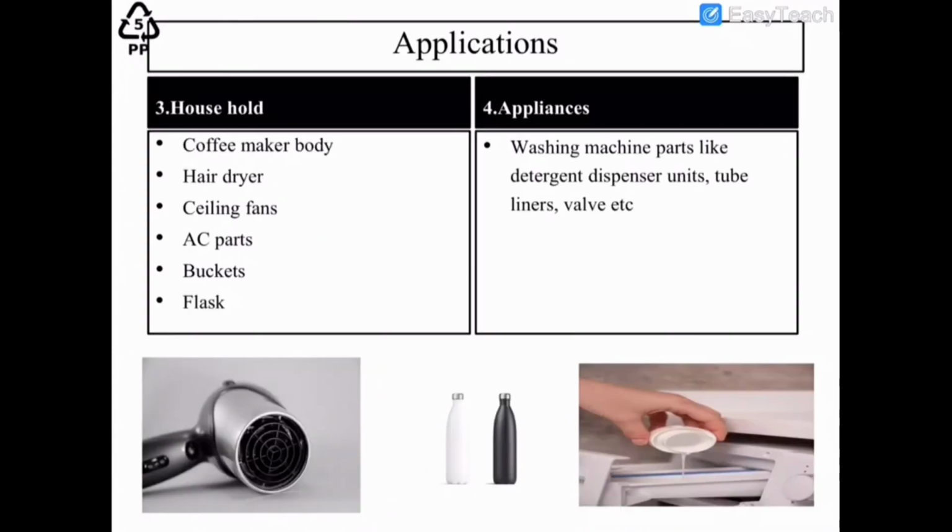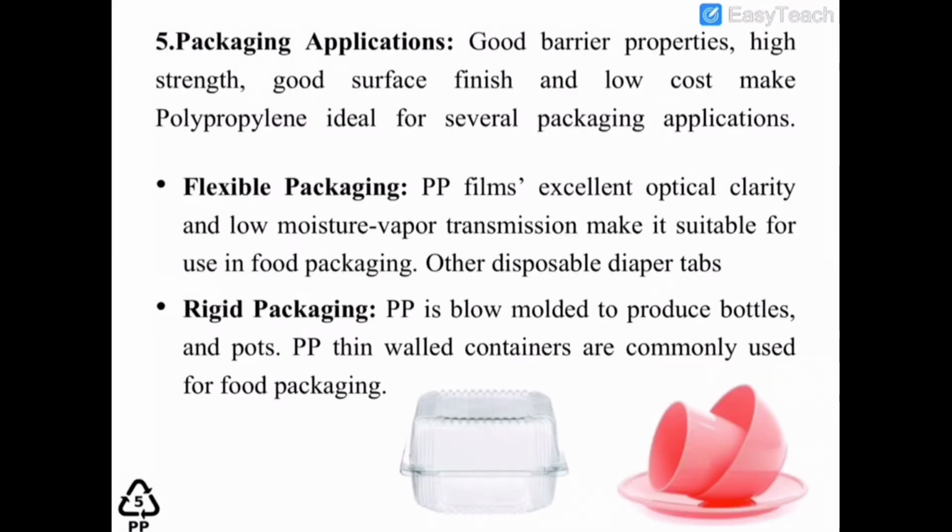Third application is household. It is used for making coffee maker body, hair dryer, ceiling fans, AC parts, buckets, flasks, etc. And the fourth, appliances uses of polypropylene, is washing machine parts like detergent dispenser unit, tube lines, valves, etc. And fifth is packaging application.